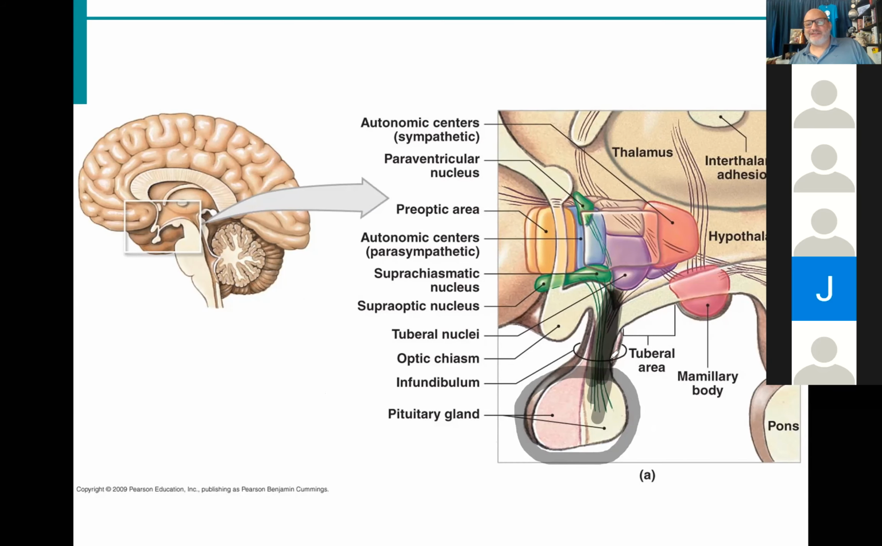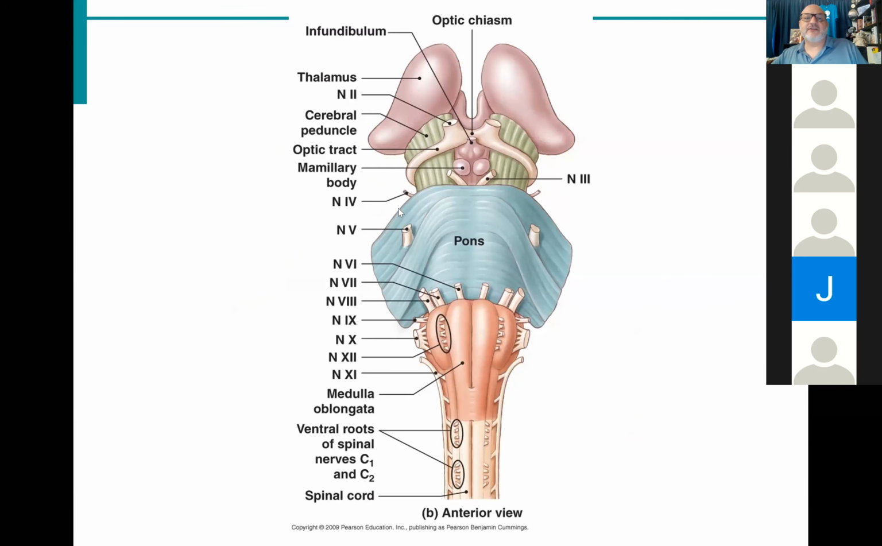But notice, if you didn't know it or couldn't figure it out, it's the next item on your list, but it is the infundibulum. The infundibulum is what basically connects the pituitary gland to the hypothalamus. And that is one of the ways that the hypothalamus controls the pituitary gland. But let's talk about what Samuel mentioned, the optic tract.